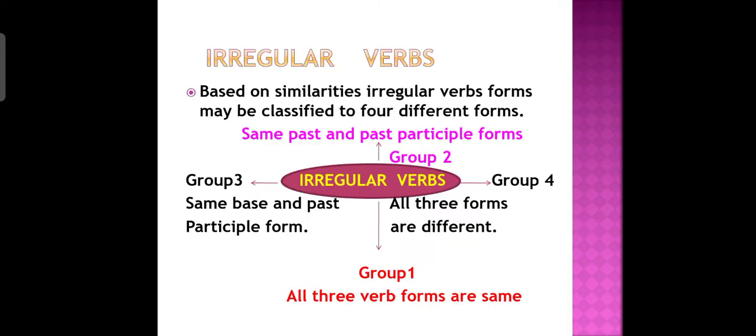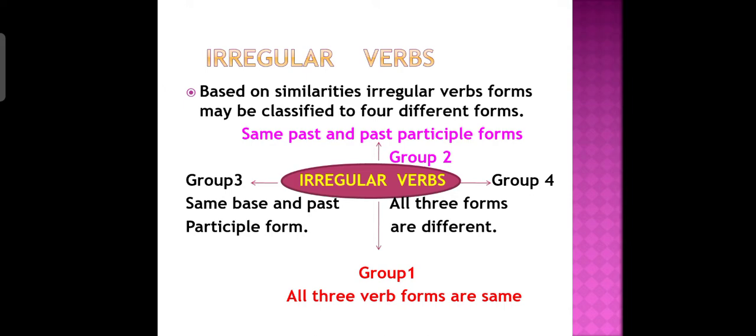And now we come to irregular verb forms. Based on similarities, irregular verb forms may be classified into 4 different groups. In group 1, all 3 verb forms are the same. And in group 2, the past tense and the past participle forms are the same. The present tense is different, while the past tense and past participle forms are the same.